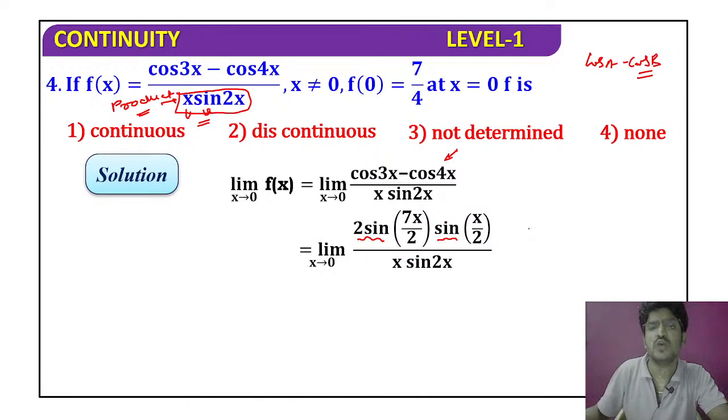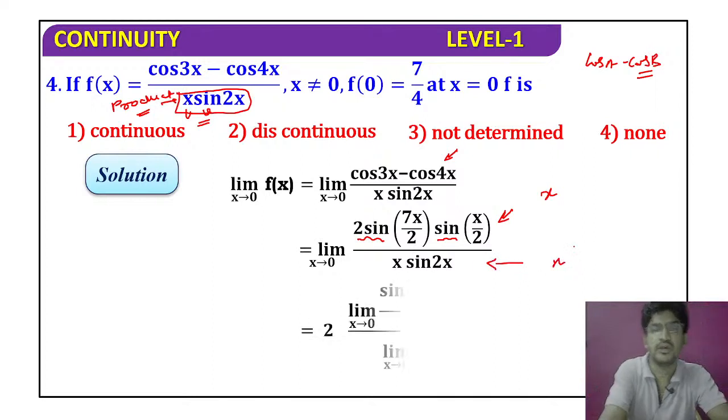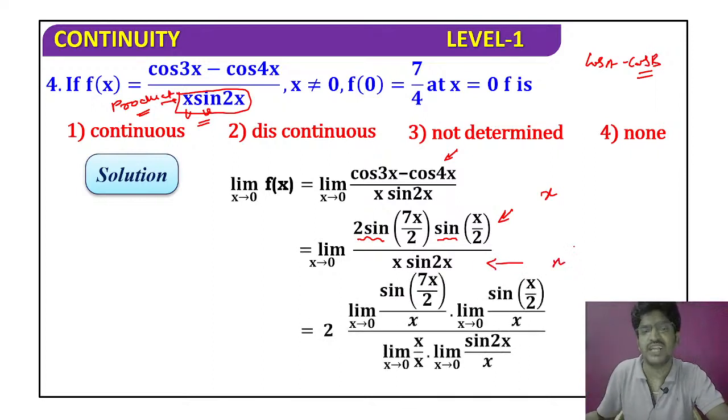Now I will divide the numerator by x and divide the denominator by x. From this you can see you have to multiply and divide here by 7 by 2, and here you have to multiply by 1 by 2 and divide by 1 by 2.